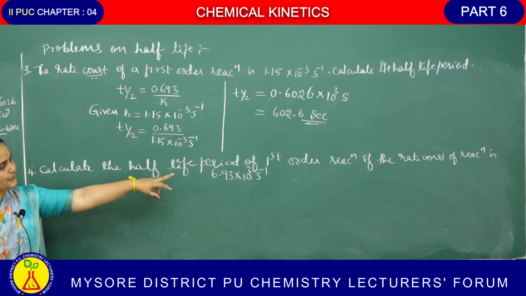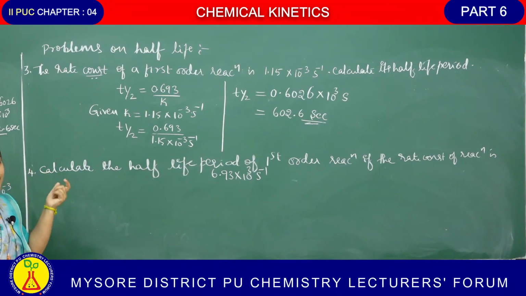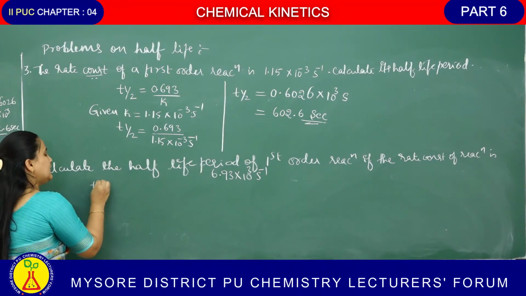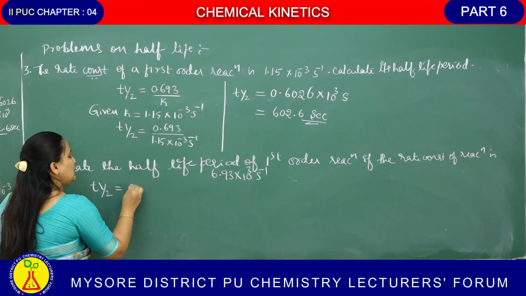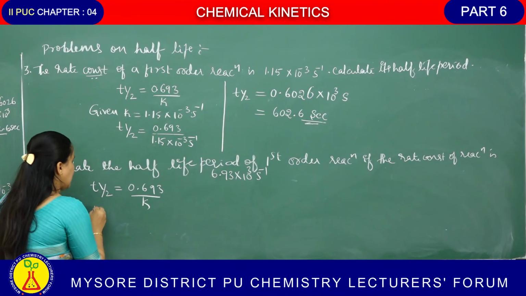Calculate the half life period of a first order reaction if the rate constant of the reaction is 6.93 into 10 power 3 per second. We know that T half is equal to 0.693 divided by K. K is how much?